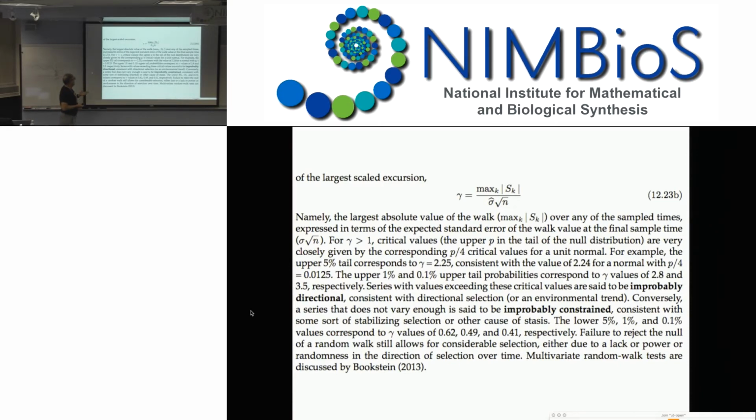I think that's enough for the details on here. If you get values above this critical value, they're said to be improbably directional. That is, they have a directionality more than you expect by chance. If you have a time series that's not varying enough, it's said to be improbably constrained. So again, we can use this to infer directional or stabilizing selection. Again, the problem is if your environment is changing, a random-appearing time series could be entirely driven by selection. You simply can't tell.